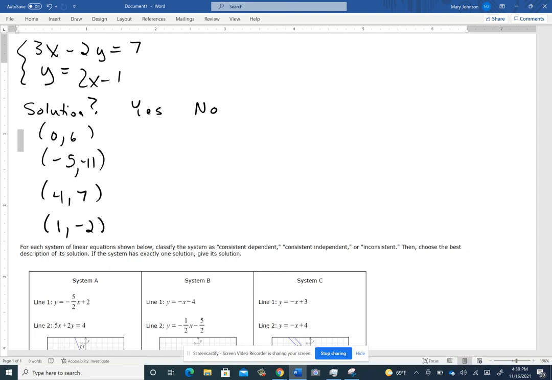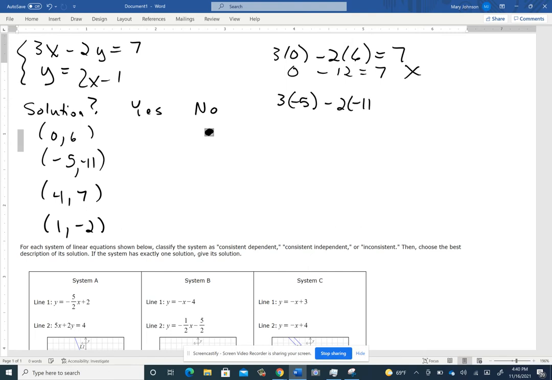So the idea is you take the ordered pair that you're given. Let's do the 0, 6. Here's the work I would do. I'd plug in the 0 for x and the 6 for y on one of the equations. And when I do, I immediately can see that's not going to work because that's 0 minus 12, and that would not be 7. So I know that one's not a solution to the system because it doesn't work in the first equation.